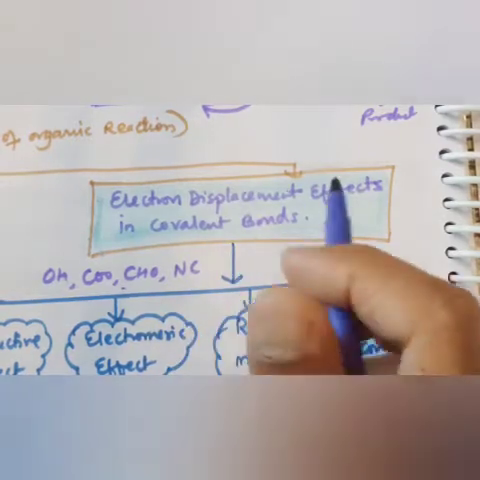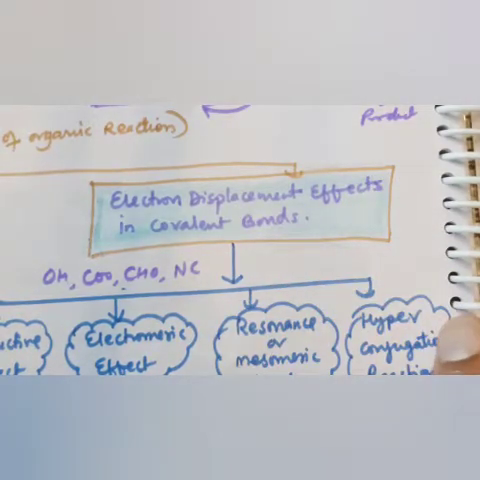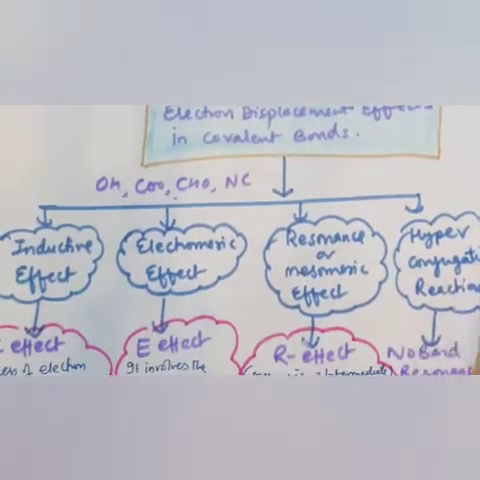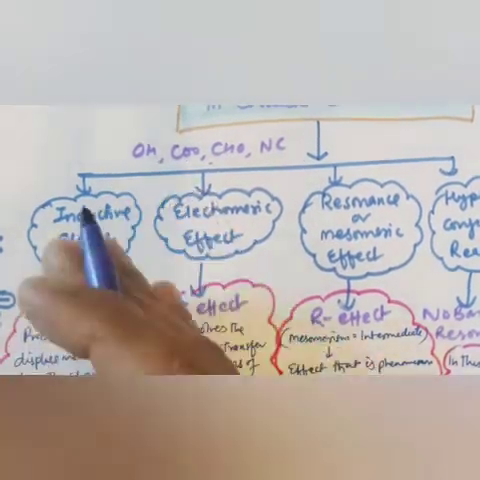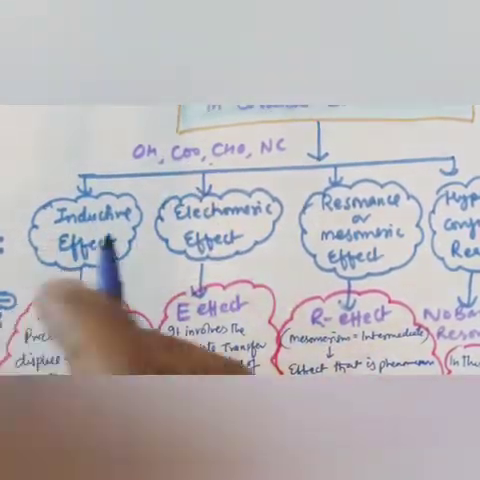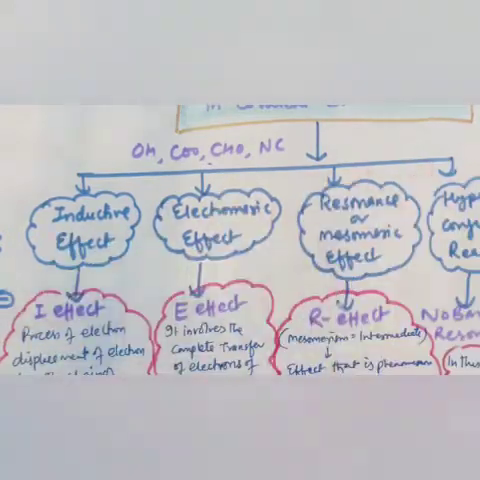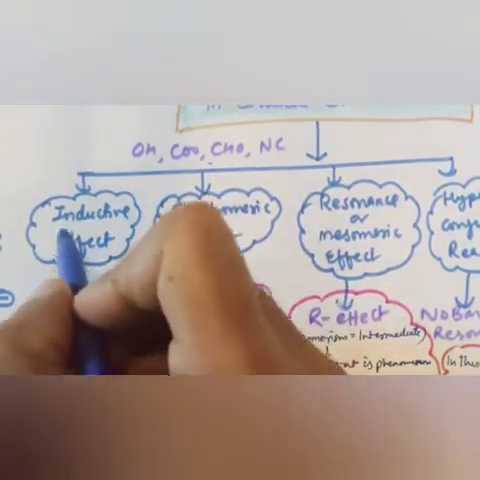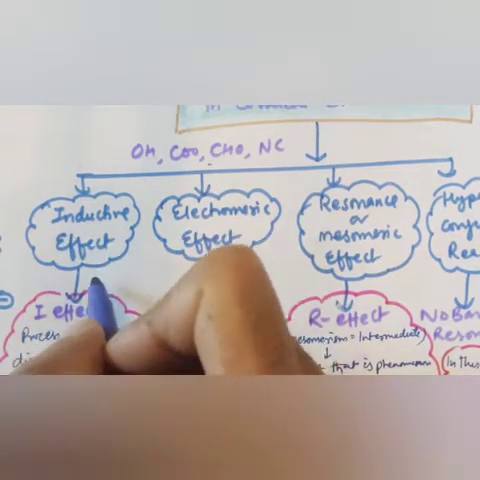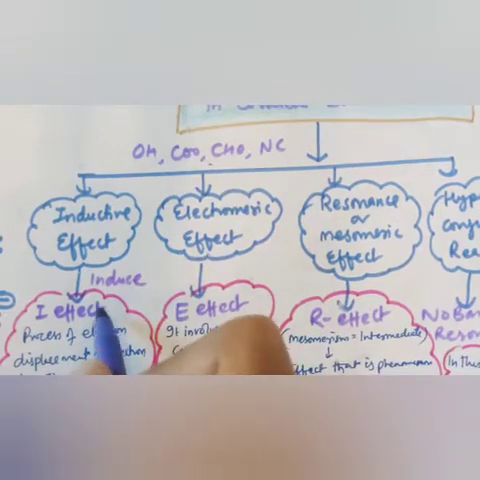It means that it creates some effect. Those effects we are discussing one by one. Electron will start displacing due to one of these reasons. The first is the inductive effect. The word inductive comes from induce. Induce means to pull forcefully.